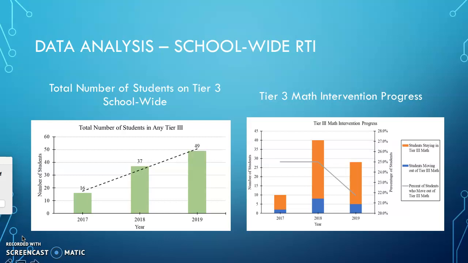The second graph on the right breaks down the Tier 3 data even further. The trend line on this graph indicates the percentage of students moving out of Tier 3 at the end of each school year, which is low and decreasing. More students are remaining in the intervention program than moving out. This clearly shows the need for a new intervention program as the current one is not filling achievement gaps.